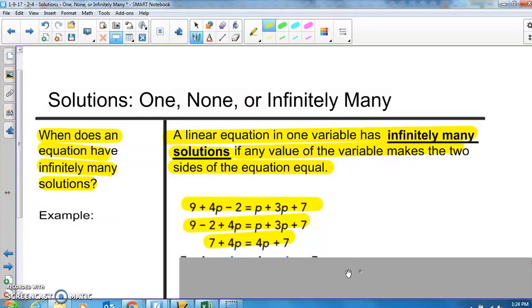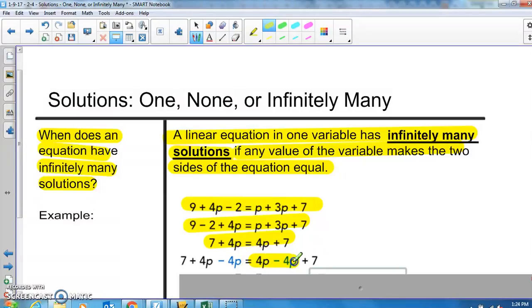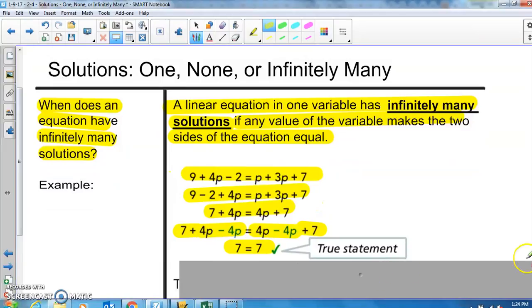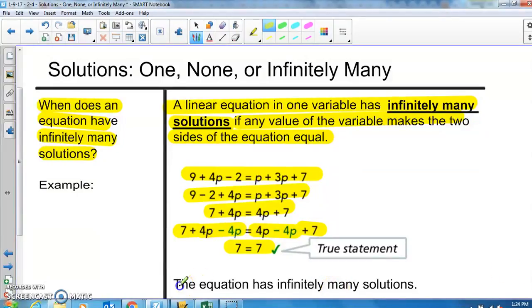But if I was to work through this, I'm going to subtract 4p from both sides. When I do that, these two things are going to cancel out, and these two things are going to cancel out, so that leaves just 7 on the left side and 7 on the right side. So my answer is 7 equals 7. If the two sides are the same, that means we have what is called an infinite number of solutions. An infinite number of solutions means that regardless of whatever number you put in for p, it's going to work out.